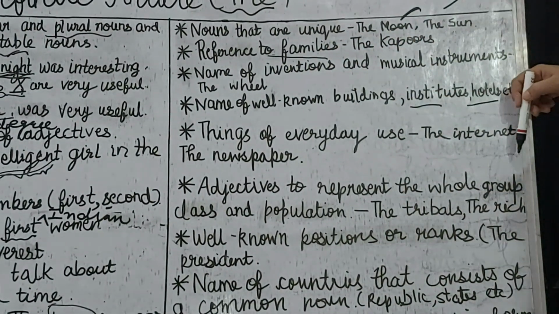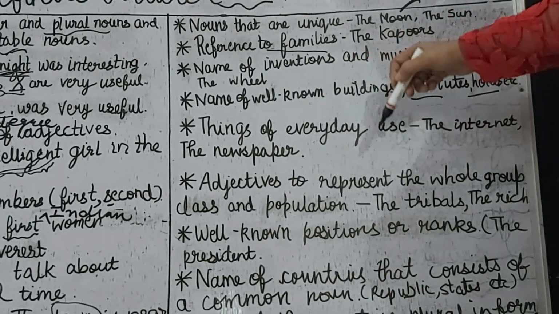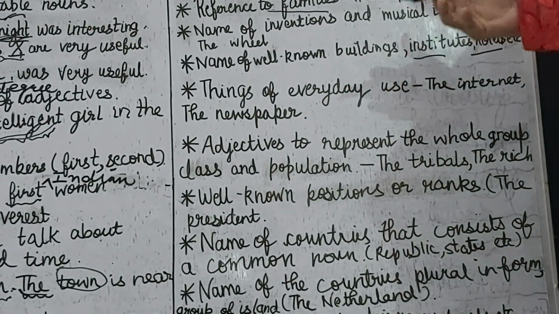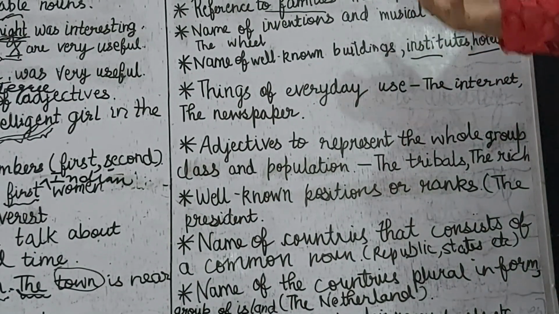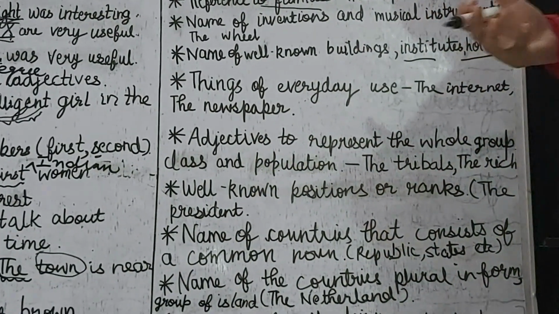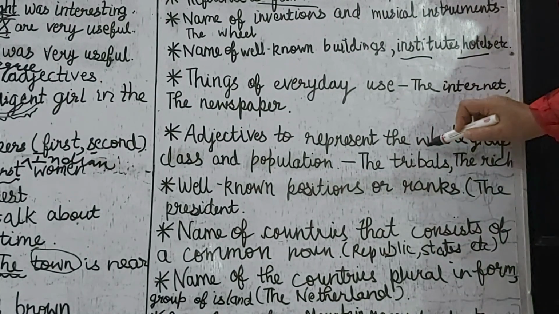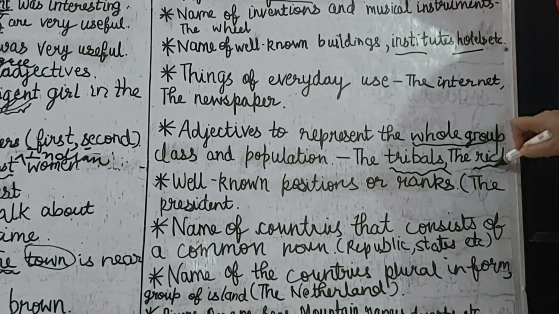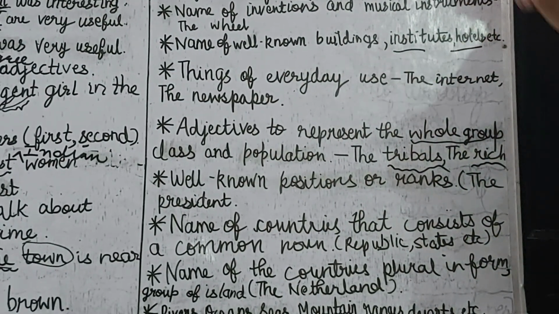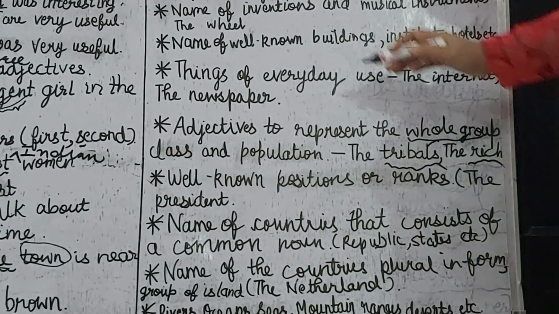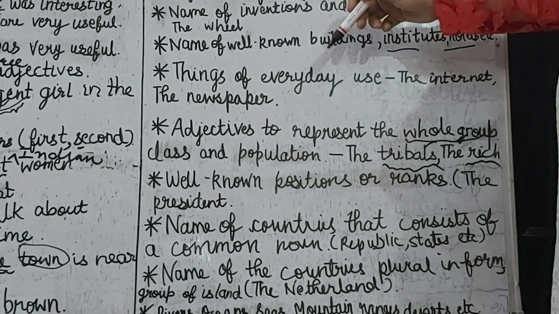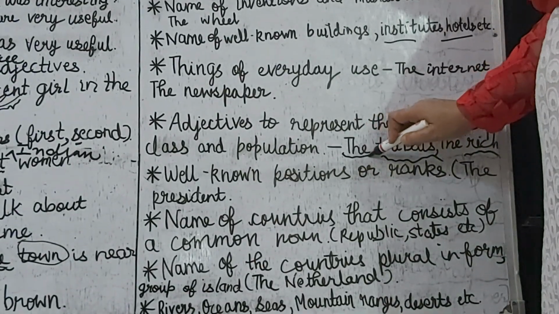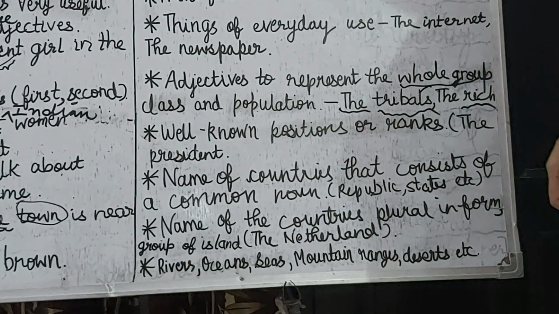Adjectives to represent the whole group, class and population. Adjectives to represent the whole group like the rich, the tribals, the young, the old, the wise. These are adjectives. So when adjectives represent the whole group, like the tribals here are representing the whole group, the rich are representing the whole rich population, when adjectives are used to represent the whole group, class and population, there also we are going to use the definite article.